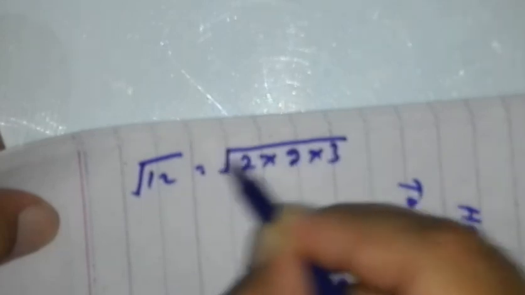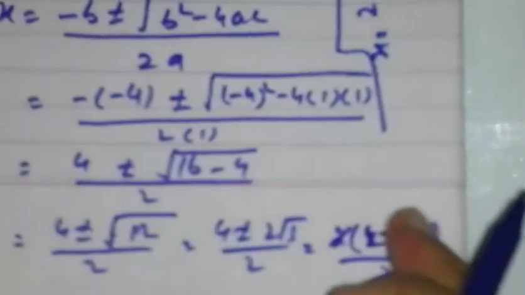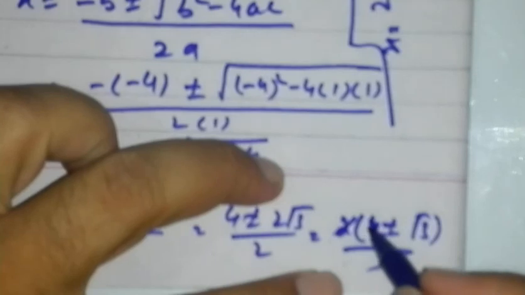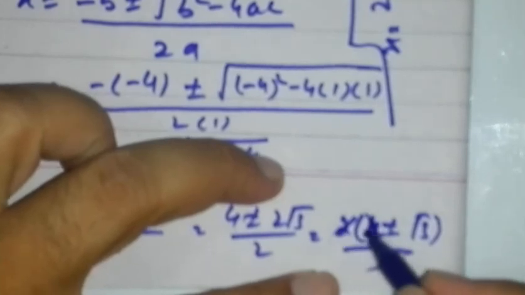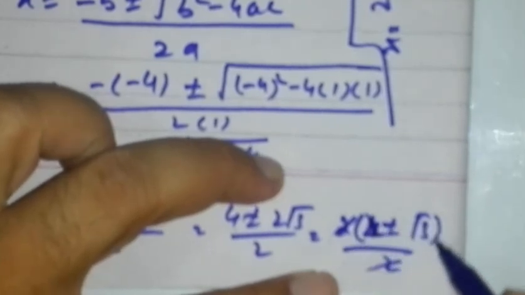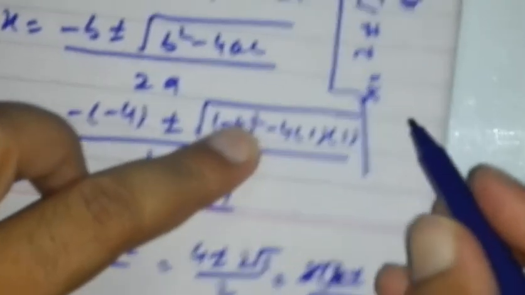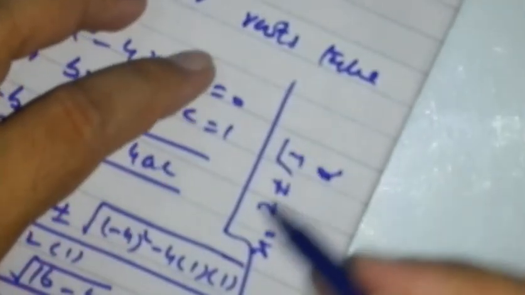And 12 under the root can be written as 2 into 2 into 3 under the root. Take 1 2 out of the root and 3. So here we write 2 under root 3. And now when we take 2 common, here remains 2 plus minus under root 3 over 2, 2 cancel with 2. The answer is 2 plus minus under root 3. These 2 are the other roots.